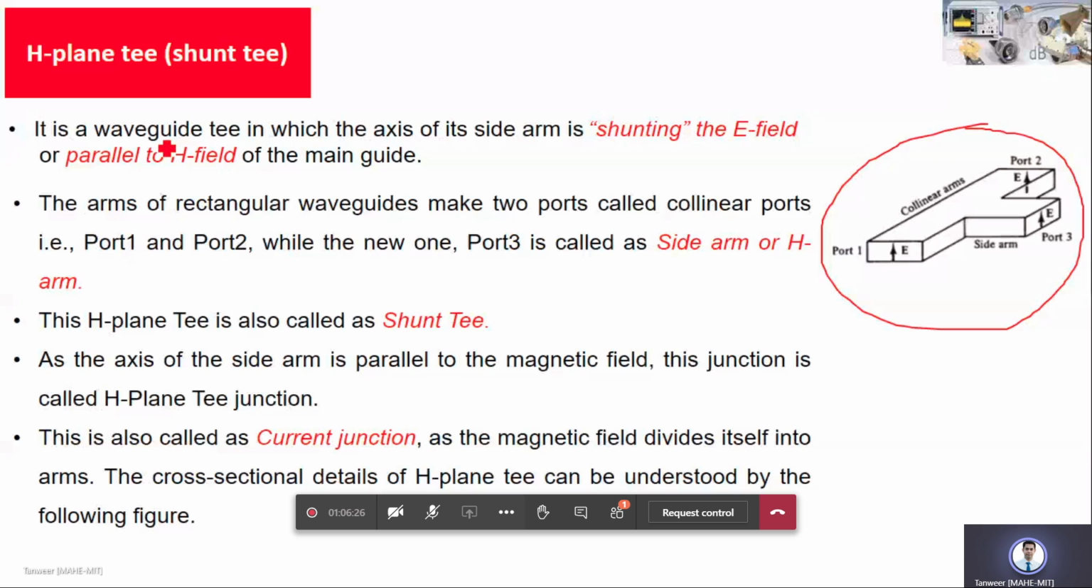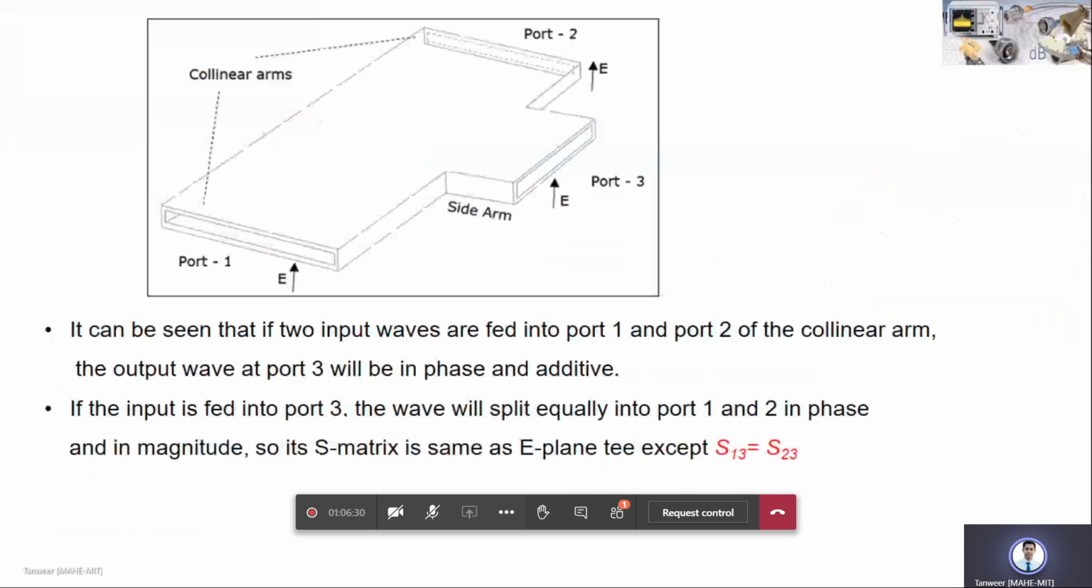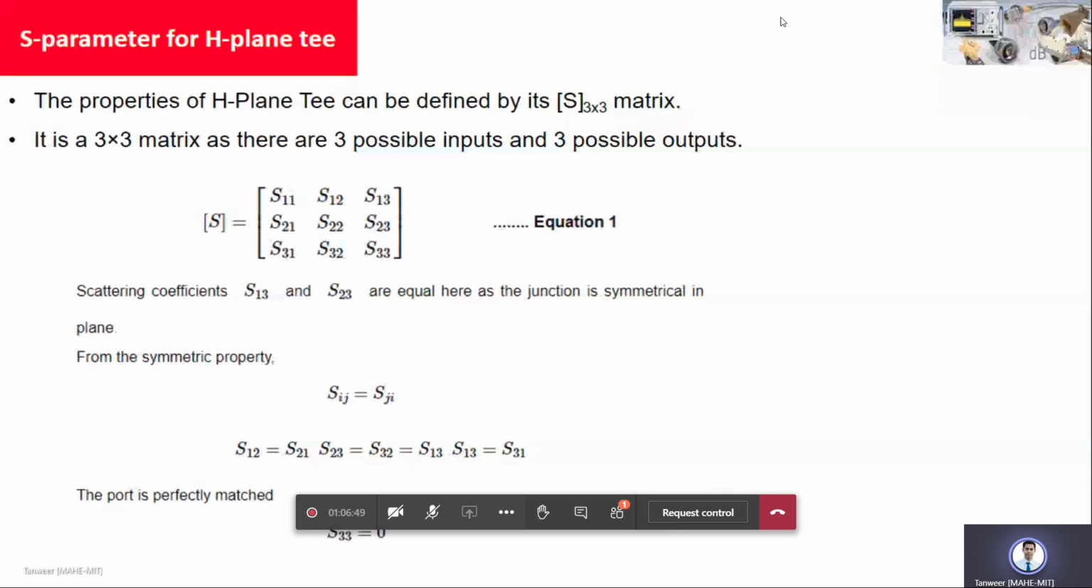Again, it is symmetric to both port 1 and port 2, and port 3 is your side arm. So if you see this, it is the same collinear arm, port 1, port 2 and port 3. It is more or less the shape of an H, half H. So it is called your H-plane T. Again, as I told, there is no phase difference, so S13 is equal to S23. Again, we have to calculate the S parameter for this particular T also. The same procedure we have to follow.